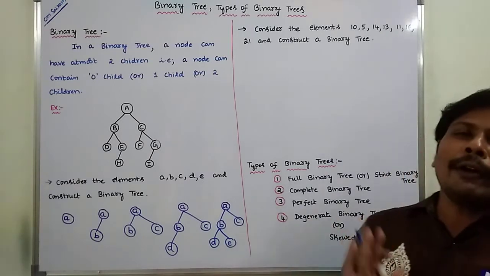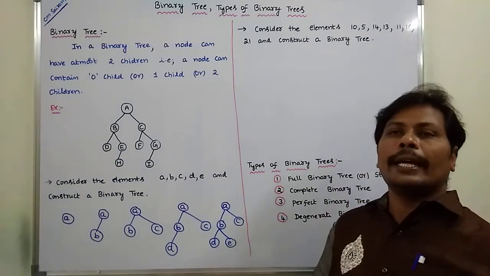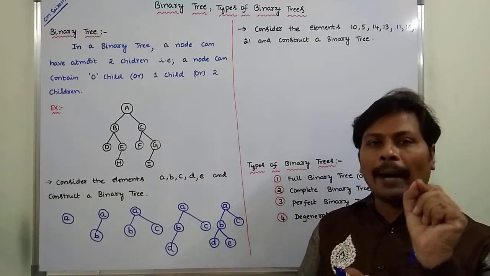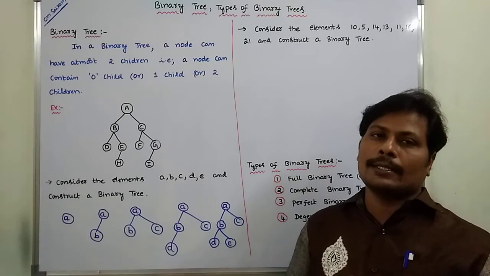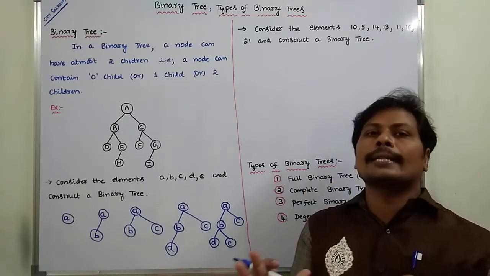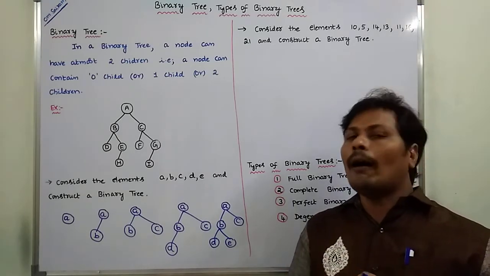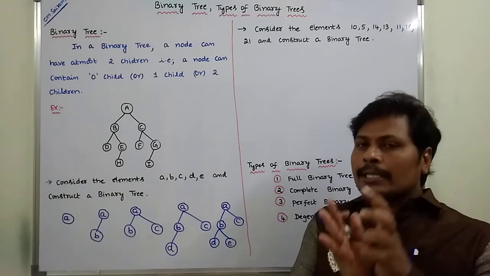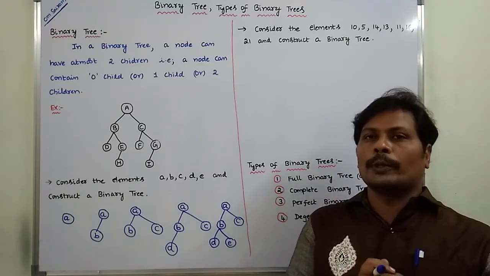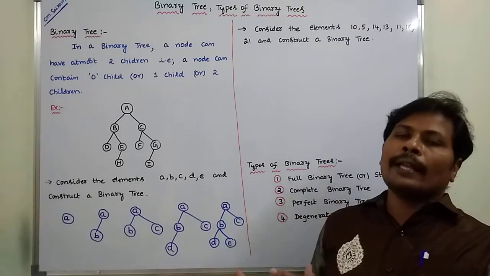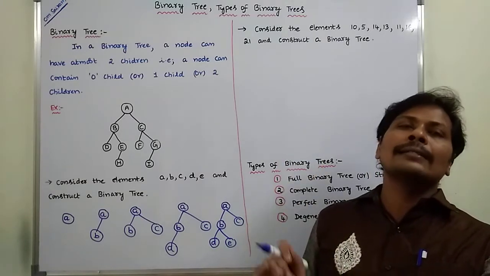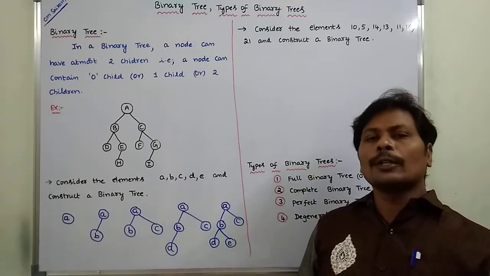Okay, so before inserting an element into the binary tree, first we have to check whether the binary tree is empty or not. If it is empty, whatever element we insert becomes the root node. Next element can be inserted as the left child of the root node. After that, whatever element we insert can be inserted as the right child of the root node.